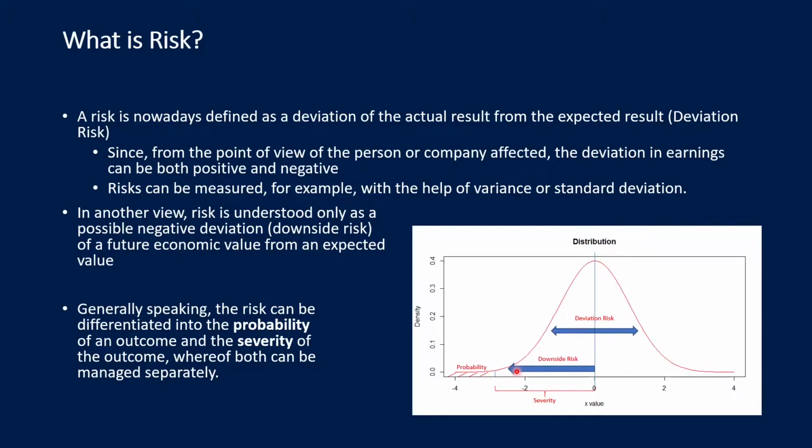Generally speaking, the risk can be differentiated into the probability, which is an area under the risk distribution, and the severity of a risk. So the severity is the size of the deviation here. Both, of course, can be managed separately. So we can manage the probability and we can manage the severity.